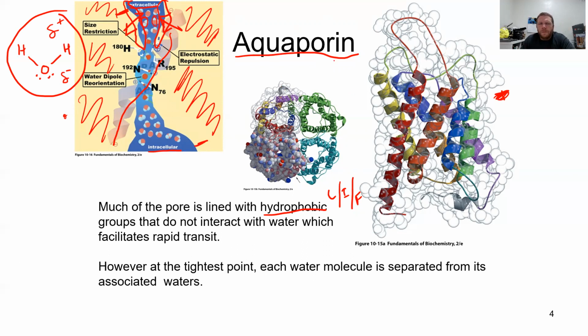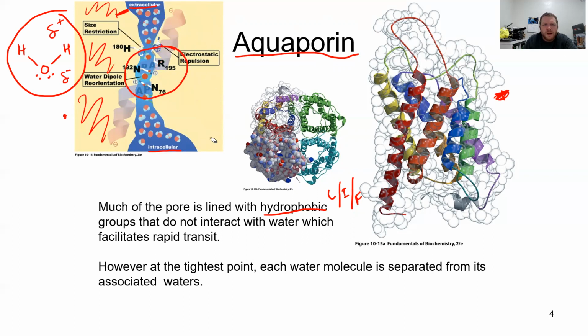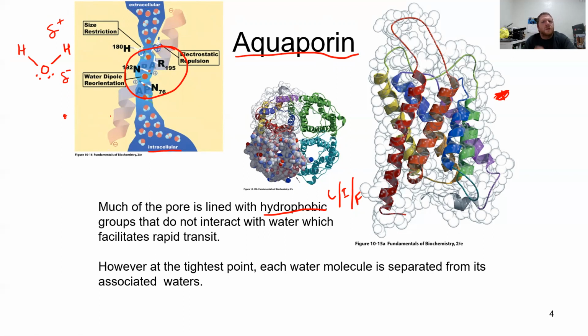The ultimate effect is going to be influenced by the amino acids that are in this region. I'm going to erase some of what I'm drawing over here. What we really want to do now is focus on the amino acids within this region. This will be the tightest point, the most narrow region of the protein.